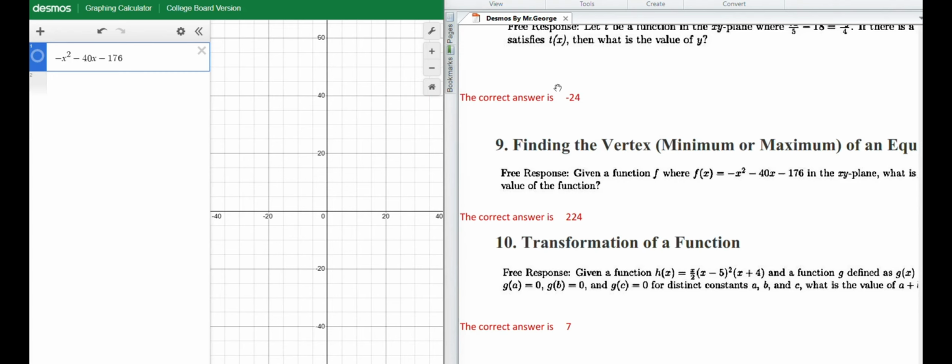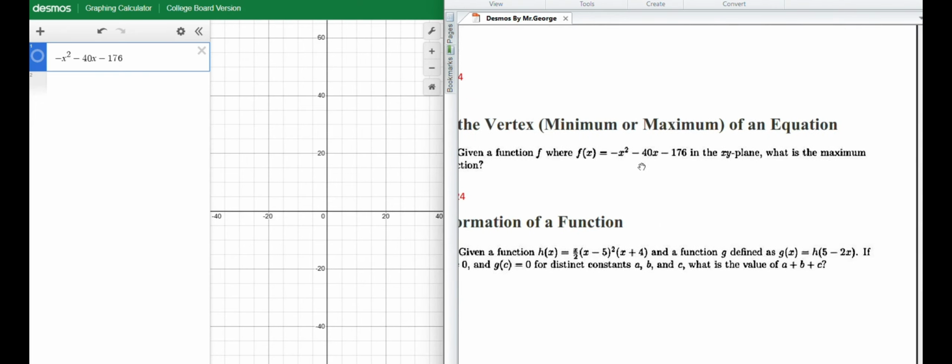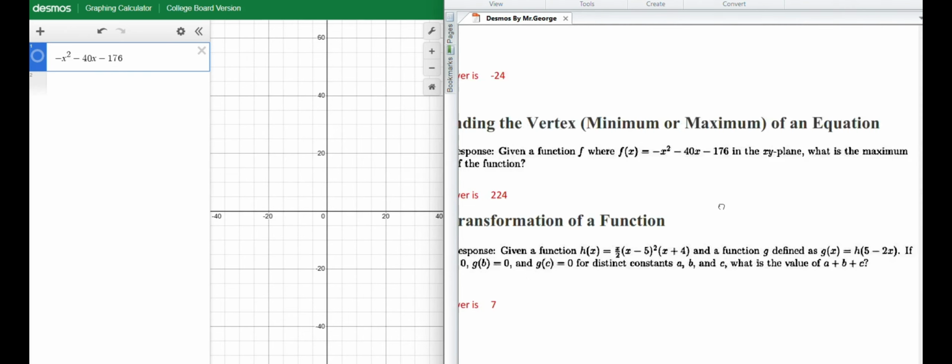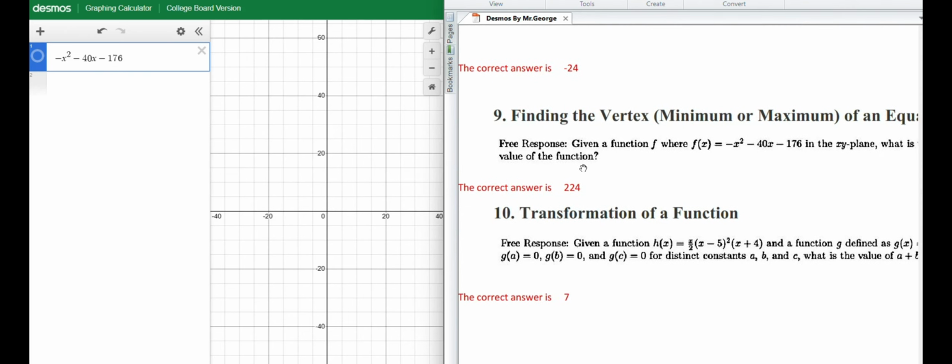And here also we can use the Desmos calculator to find the vertex or the maximum or the minimum of an equation, and it gives us this equation and is asking what is the minimum value of the function. Only when it says minimum value of the function, you're looking for the y axis or the y point. If it's asking for x, then you find x of the maximum or minimum.